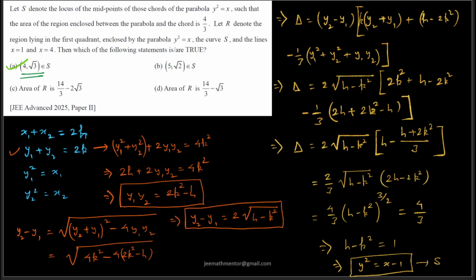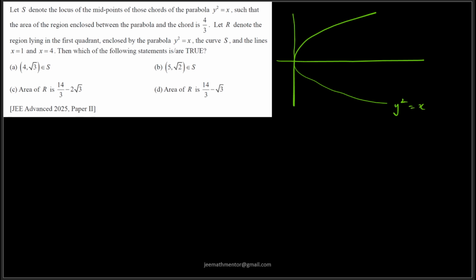For option B, (5, root 2). If you put y equal to root 2, y squared becomes 2, and x minus 1 becomes 5 minus 1, that is 4. 2 equal to 4 is incorrect. So definitely option B is wrong. So out of the first two options, you got one of them correct.